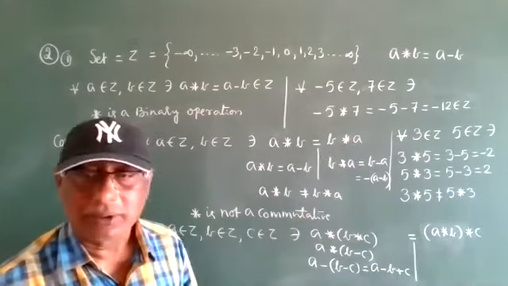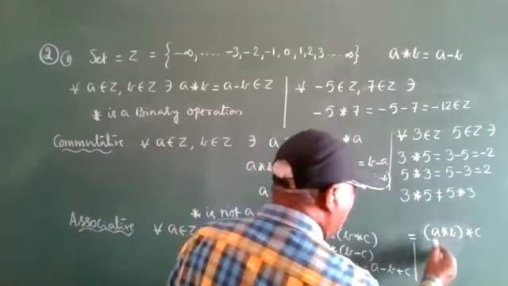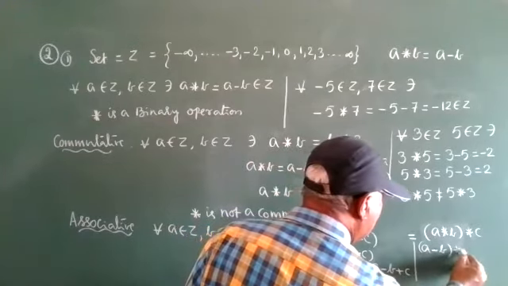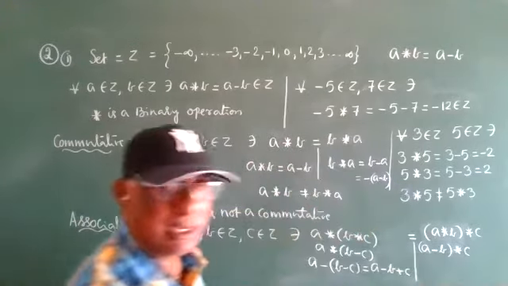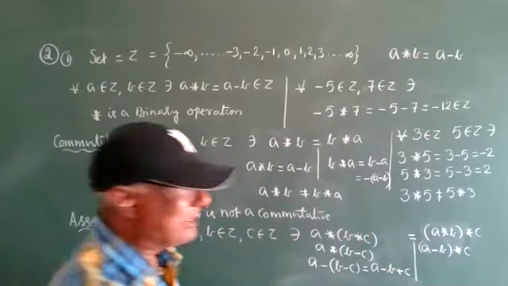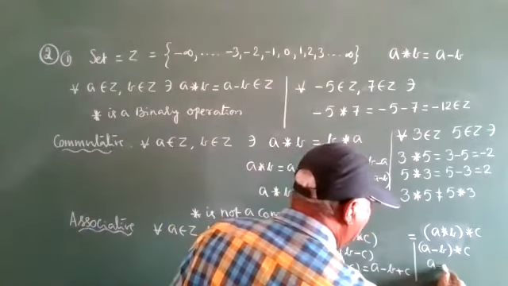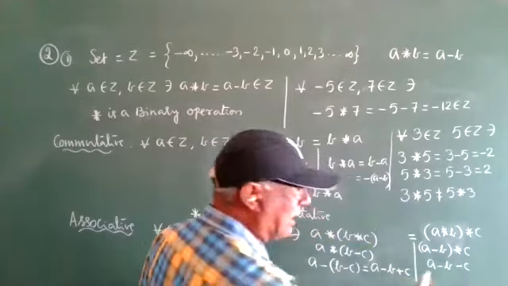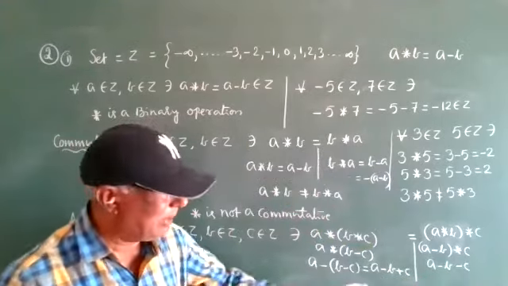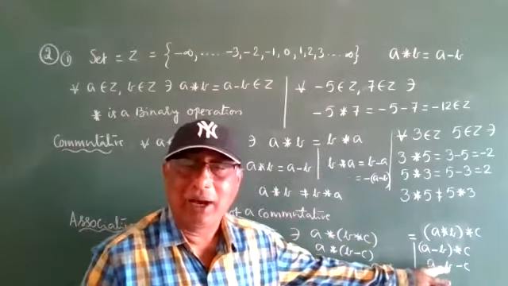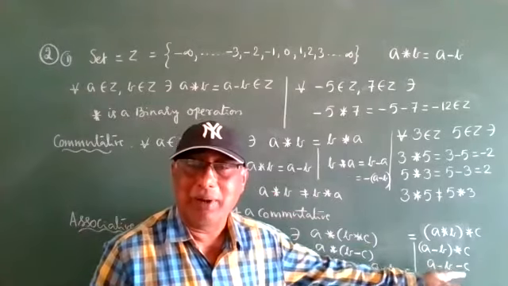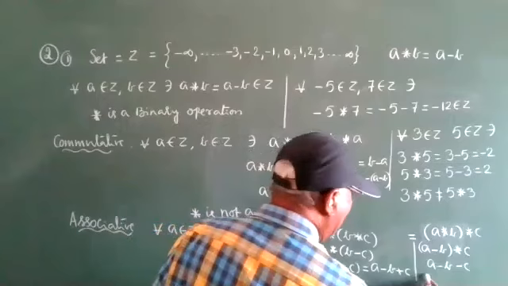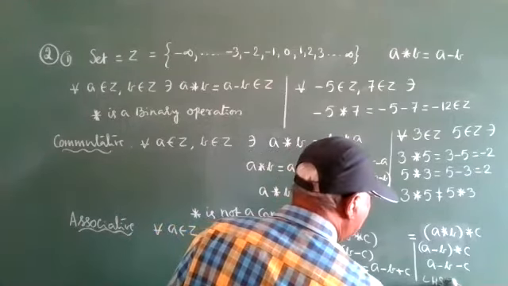Now find out. A star B is A minus B, star C. A minus B star C. First element minus second element: A minus B minus of C. Here it is A minus B plus C, but all are negative: A minus B minus C. So both are not equal. LHS is not equal to RHS.